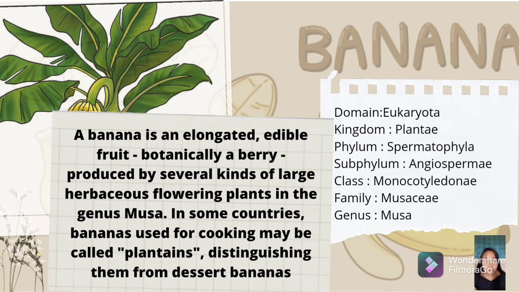Banana belongs to domain Eukaryota and belongs to kingdom Plantae, and its phylum is Spermatophyta and its subphylum is Angiospermae, and belongs to class Monocotyledonae and belongs to family Musaceae, and also its genus is Musa.